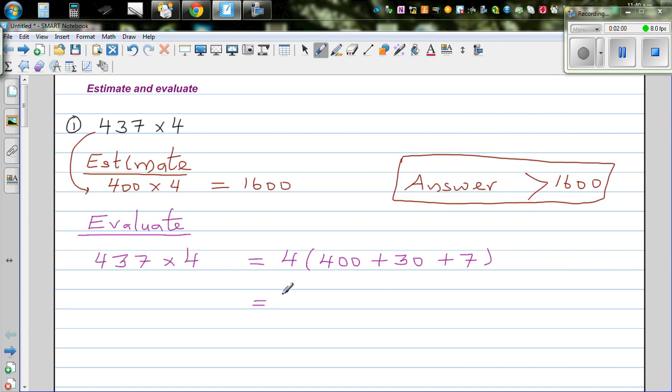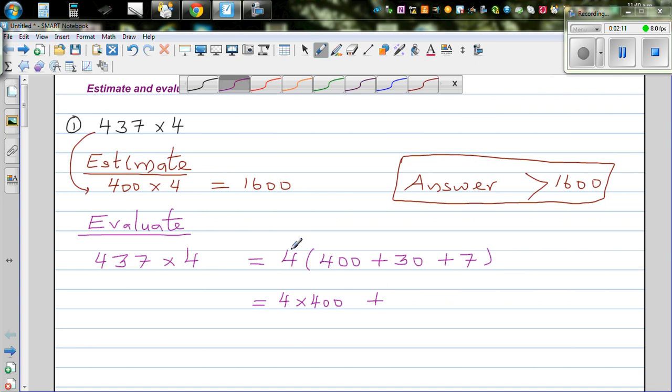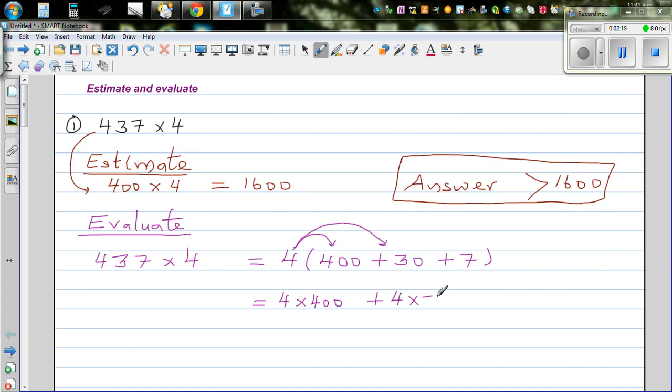So this is the same as doing 4 times 400 plus 4 times 30. Distributing, this is called the distributive property: you're multiplying 4 by 400, and 4 by 30, and then you have to multiply 4 by 7, plus 4 times 7. This is a good skill. Even in algebra, when you expand brackets, this is the same skill we use. So this is 1600 plus 120 plus 28.